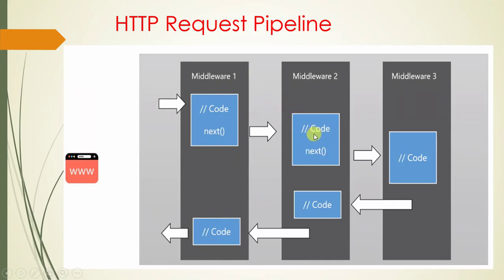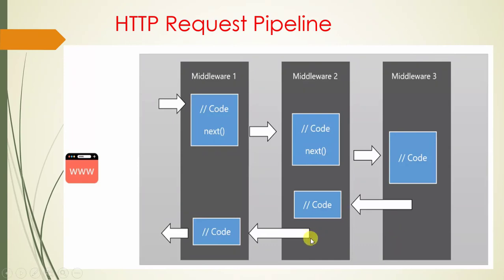Again there will be some code. That code will get executed. If there is a next method, then the request will pass from the second middleware to the third middleware. Let's assume in the third middleware we don't have a next method. So the code in the third middleware will be executed, and since there is no next method in the third middleware, the request will be returned to the second middleware.